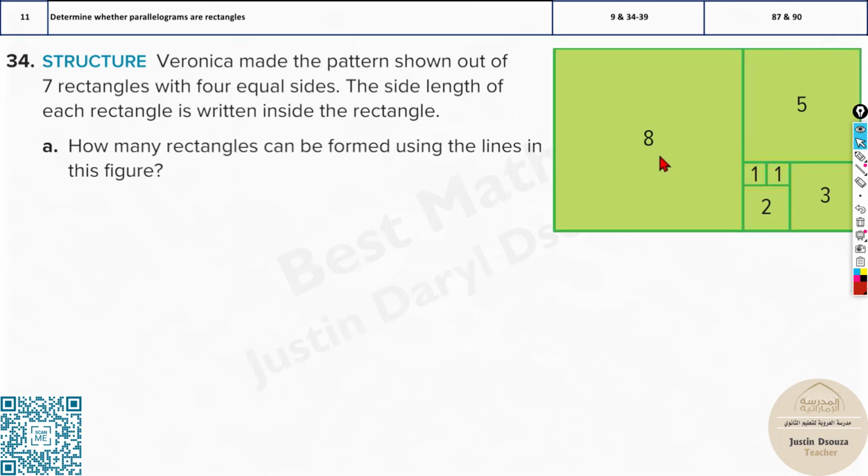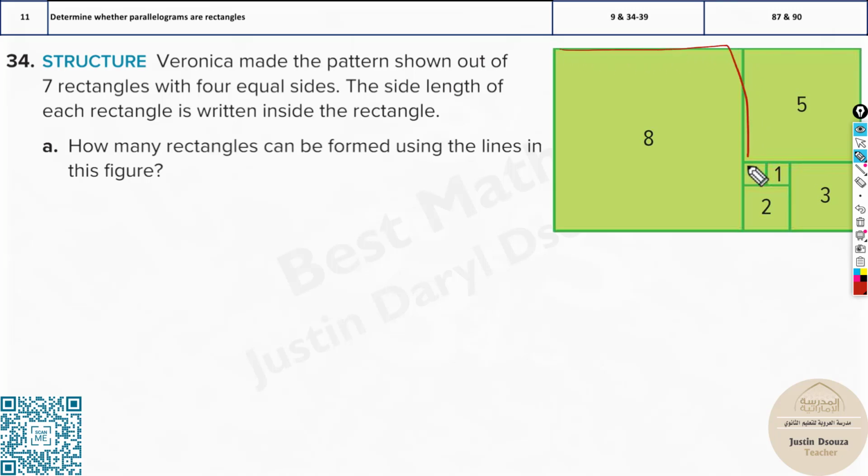Equal sides means it's a square, but let's consider a square is also a rectangle itself, isn't it? Now this measurement can be taken by yourself. It can be inches or centimeters, but that'll be realistic. How many rectangles can be formed using the lines in this figure? Okay, so using these lines like this, how many can we do?